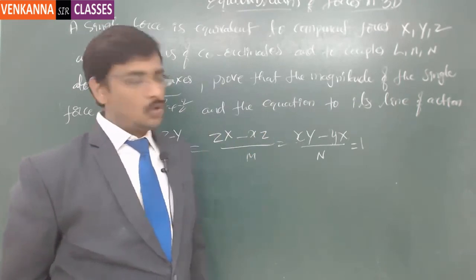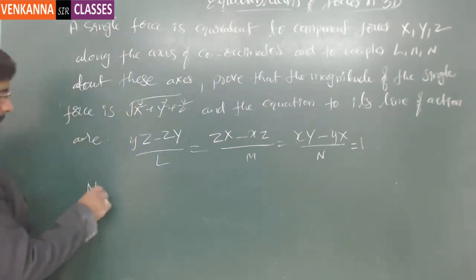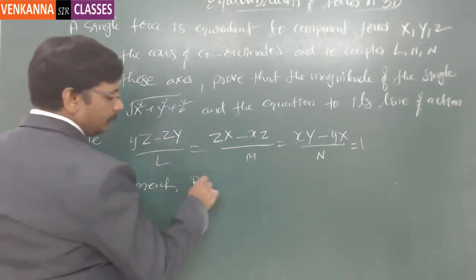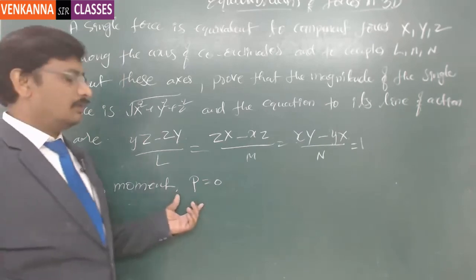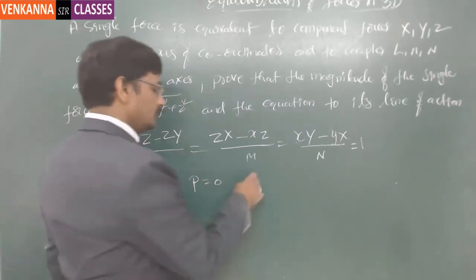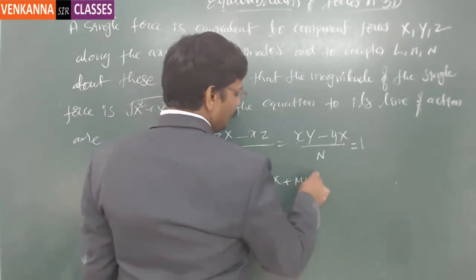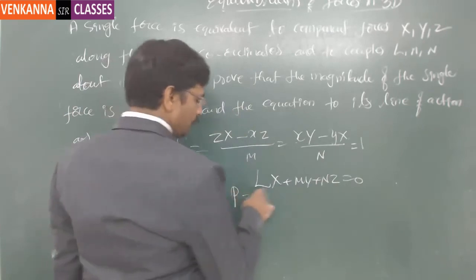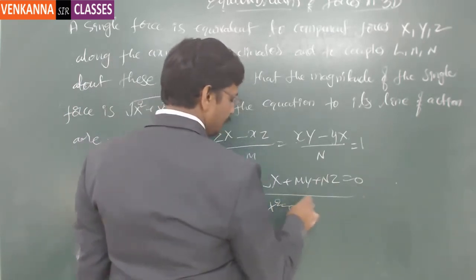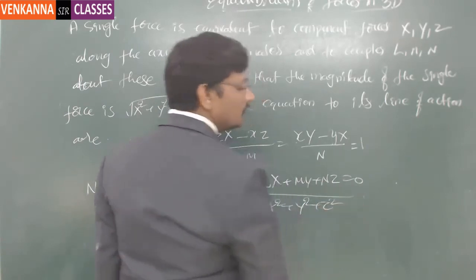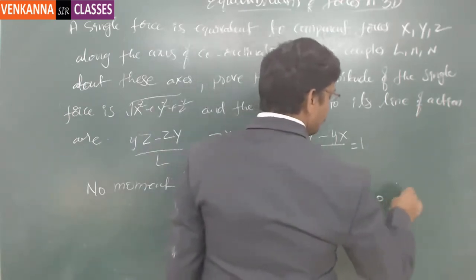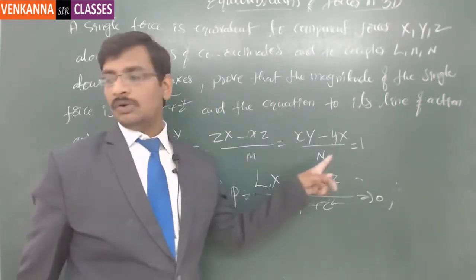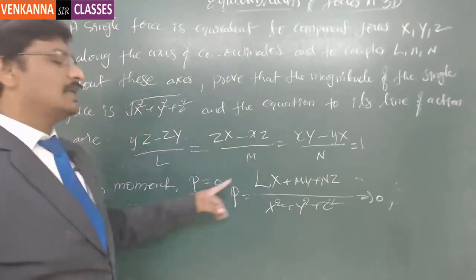That means no moment. If there is no moment, then obviously P will be 0, which is the pitch of the wrench being 0. If P equals 0, then LX plus MY plus NZ is equal to 0, because P is equal to (LX plus MY plus NZ) by (X square plus Y square plus Z square) equal to 0. It implies that LX plus MY plus NZ is equal to 0. So this P value is 0 in case it results into a single force.